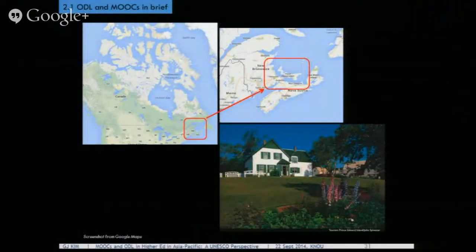Now, imagine, where is this place? Does anybody have any clue as to this map? Raise your hand. Yes, you're from, I should not ask you, from Canada.